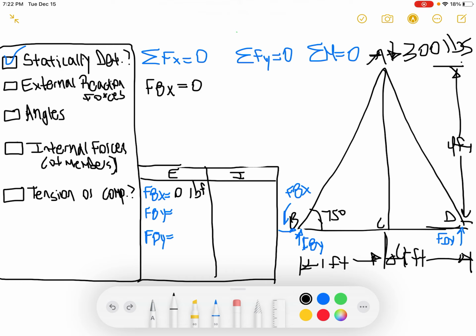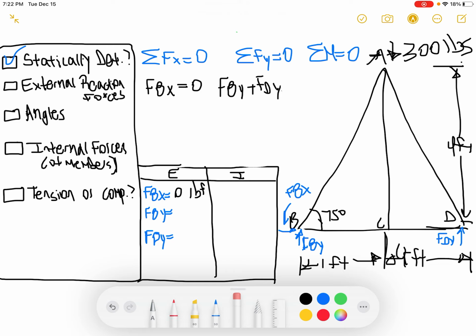Then we need to find the y forces. So the sum of the y forces equals 0. So that means FBY plus FDY must equal 0. But there's actually another y force, the one that we were given originally, 300 pounds. That's a y force because it's pointing down. So we have to add that. And because it's pointing down, we have to make it negative.